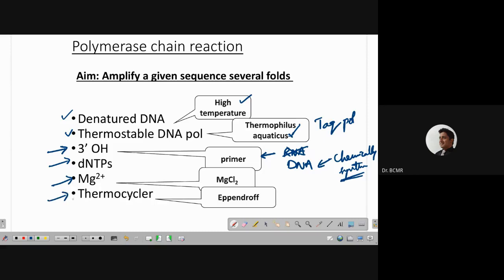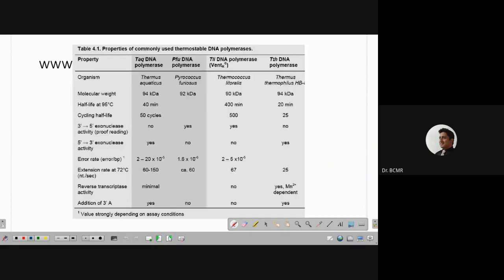Why do we need a thermocycler? We have to have denaturation first, and then we need to have polymerization after that. Polymerization doesn't occur at denaturation temperatures. We will get to that, but I want you to understand about DNA polymerases. We studied about DNA polymerase 1, 2, 3, and so on, and 4 and 5 also.